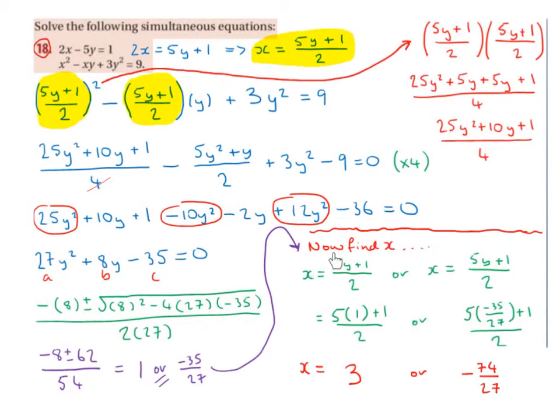So we have x equals 5y plus 1 over 2. We swap the y for 1 with brackets around it. And 5 by 1 plus 1 divided by 2 is 3. So x is equal to 3. And then we substitute minus 35 over 27 in place of the y. So we get 5 times minus 35 over 27 plus 1 divided by 2, which is minus 74 over 27. So our first coordinate of intersection is 3, 1. And our second coordinate is minus 74 over 27, minus 35 over 27.